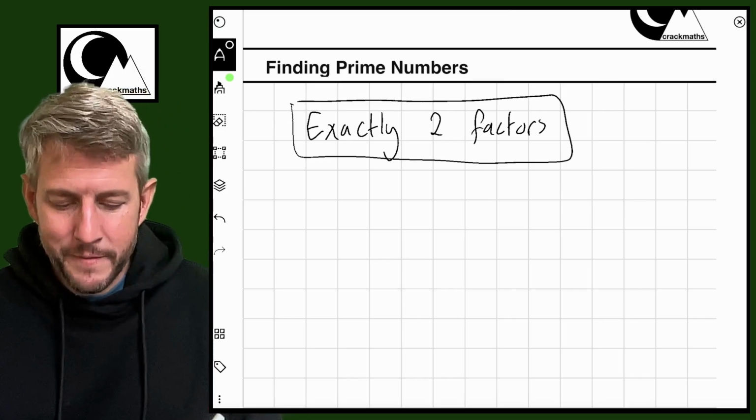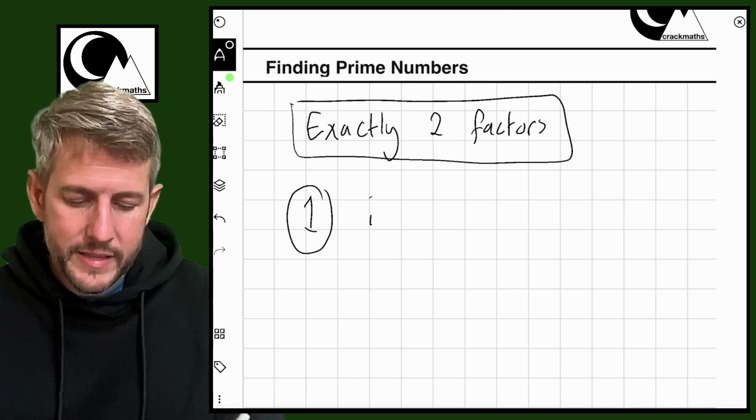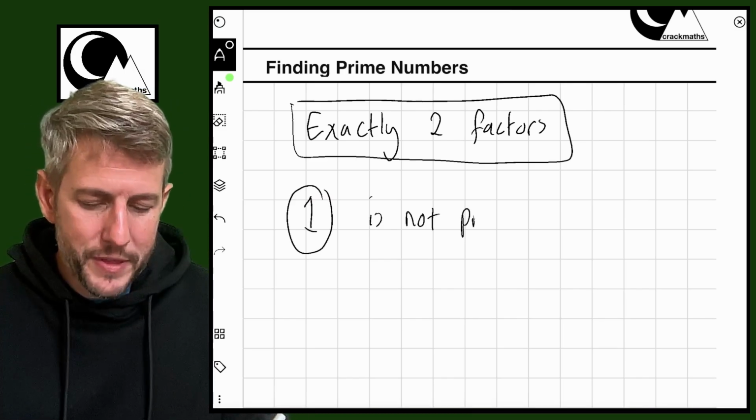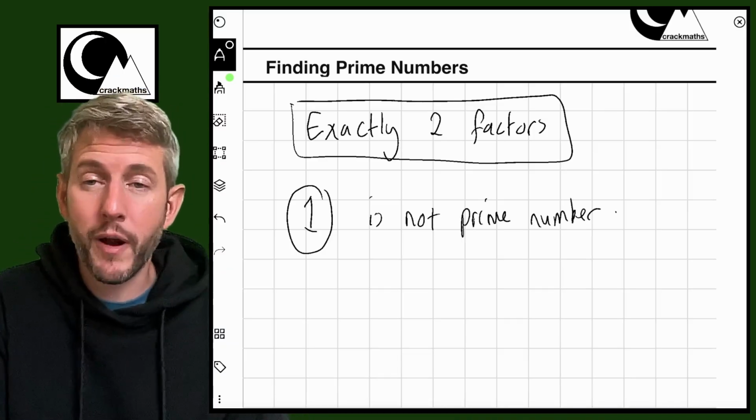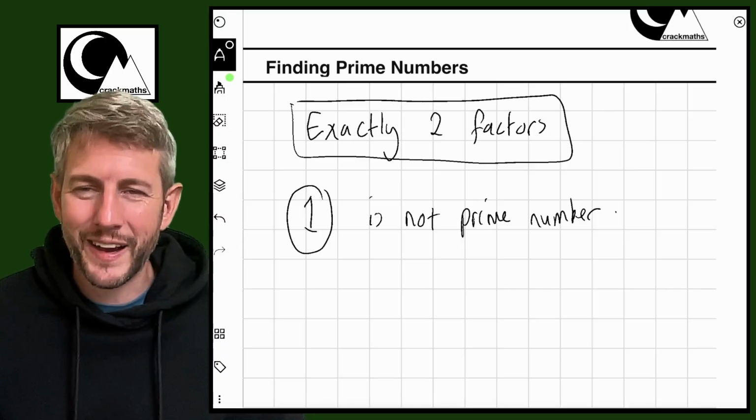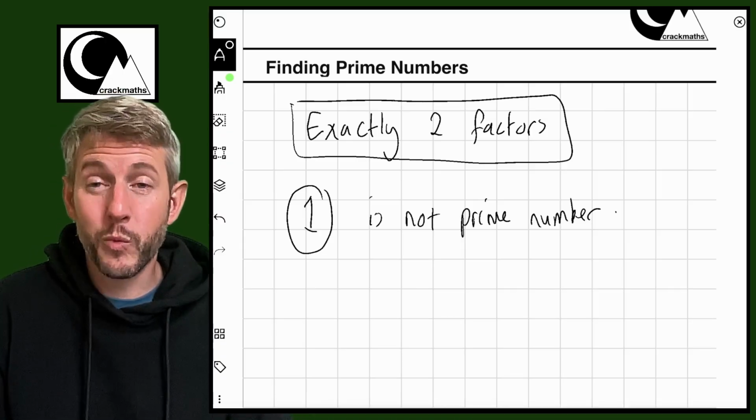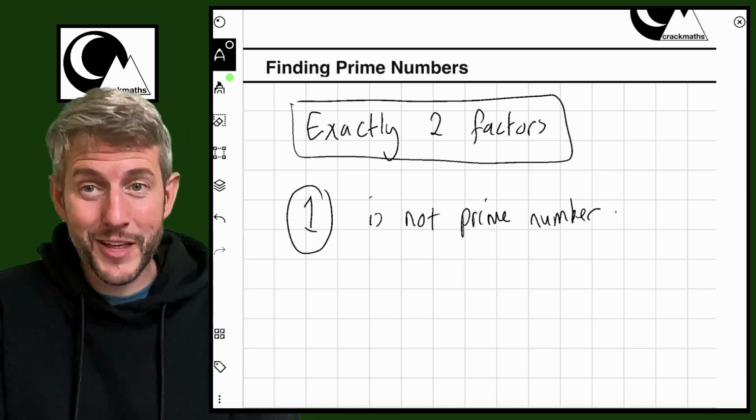Very explicitly, first thing to note, 1 is not a prime number. We need to remember this. This comes up a lot and it's often there to trick us, but 1 is not a prime number because 1 only has 1 factor, which is 1. Because 1 is made by 1 times 1, and that is that.